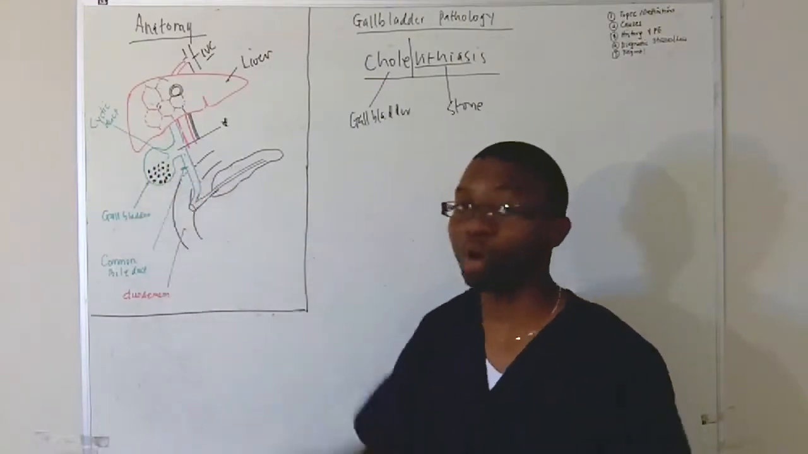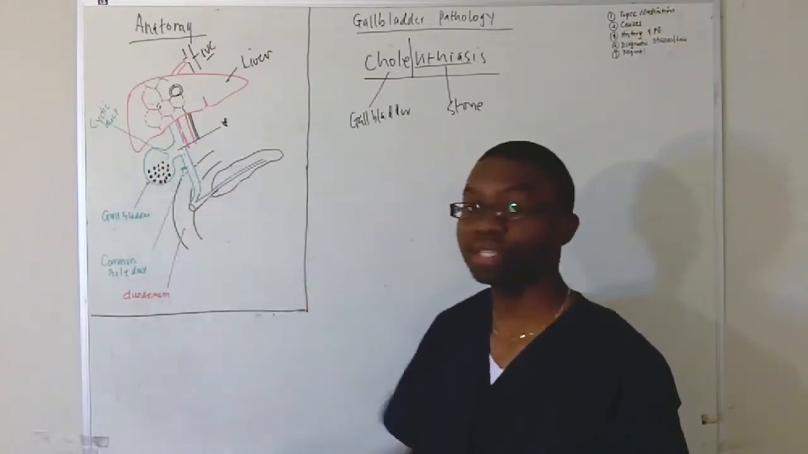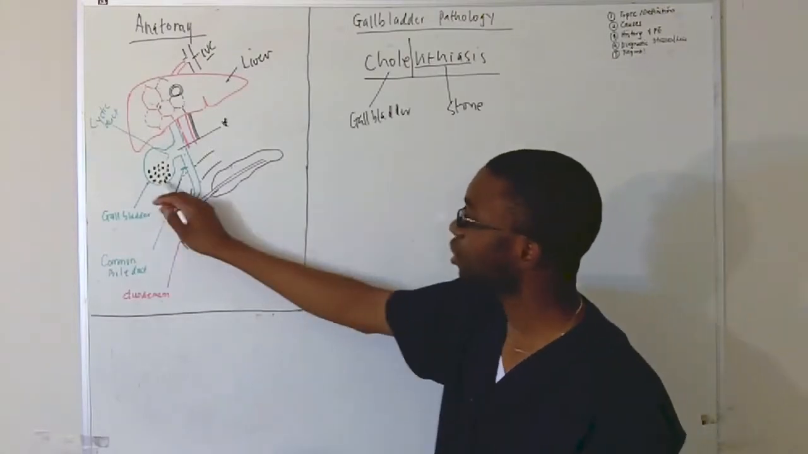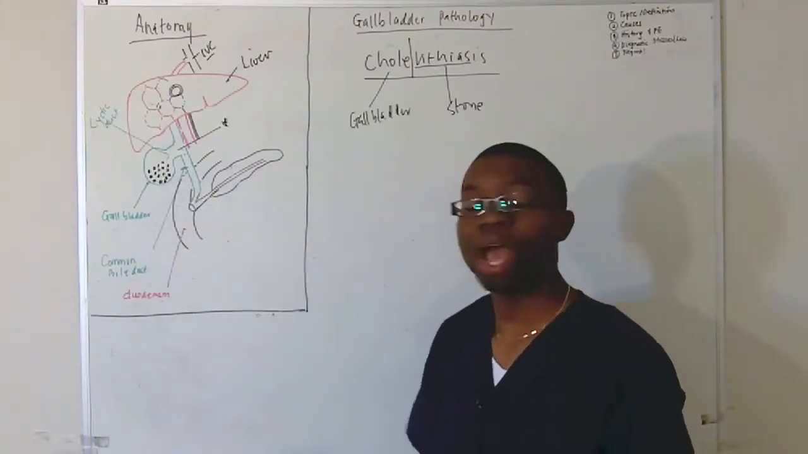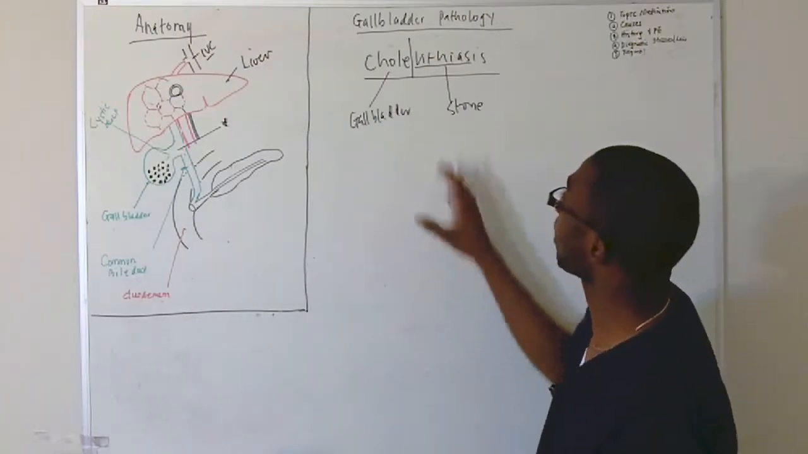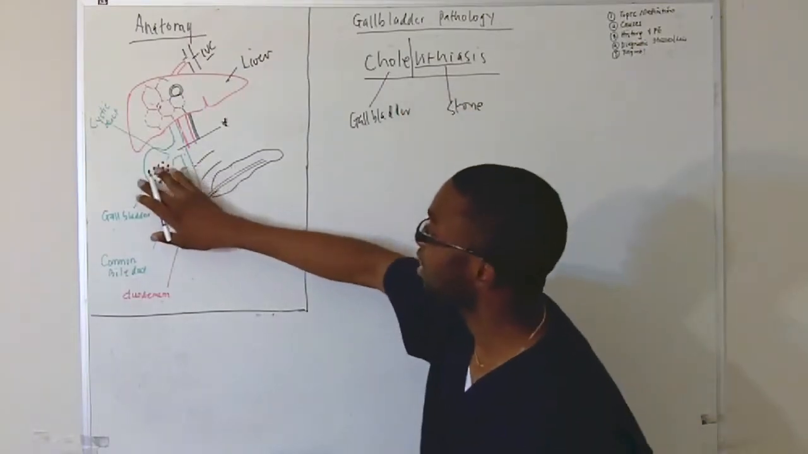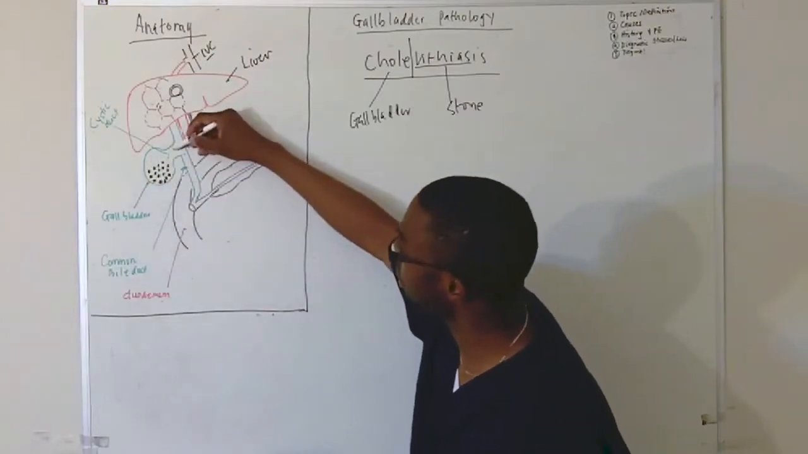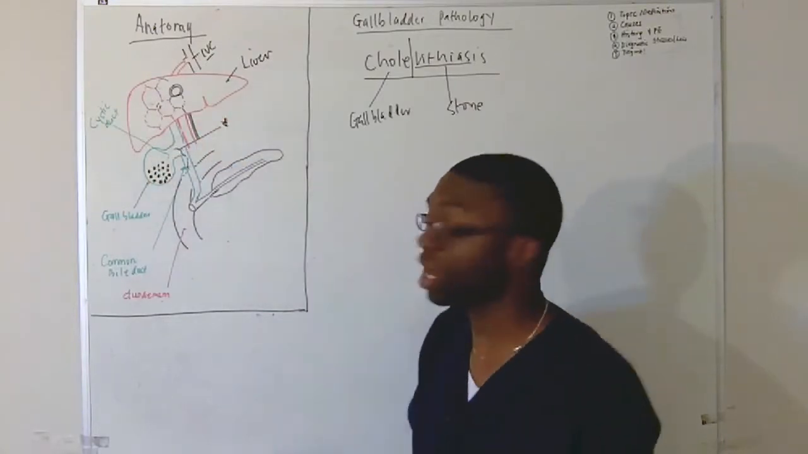And here is your gallbladder. That's why I put it in green, because bile is green. Those little black things I put in here are the stones. We call them cholelithiasis, right? Gallbladder stones.